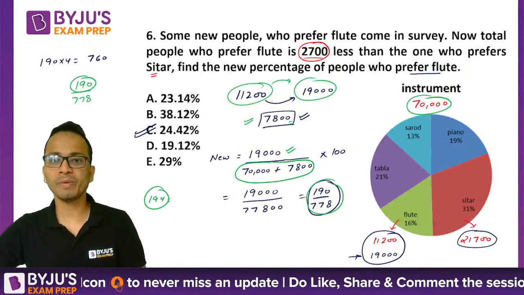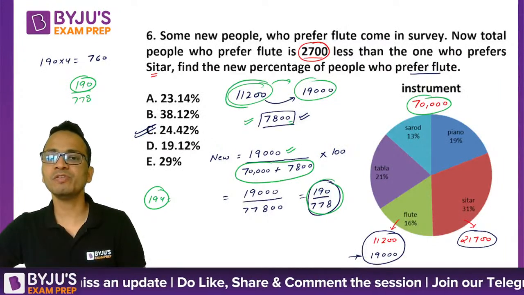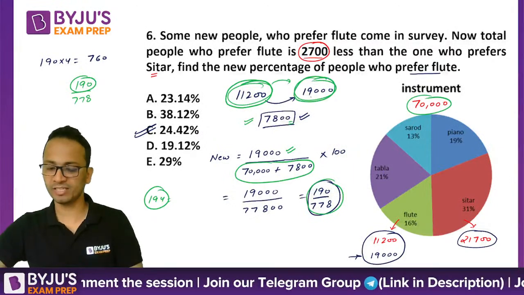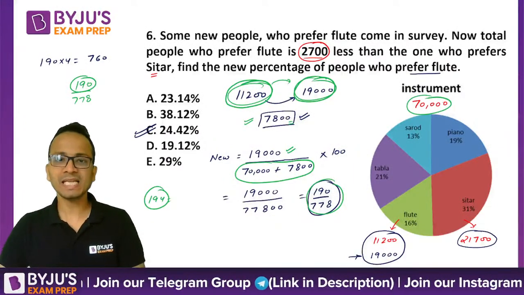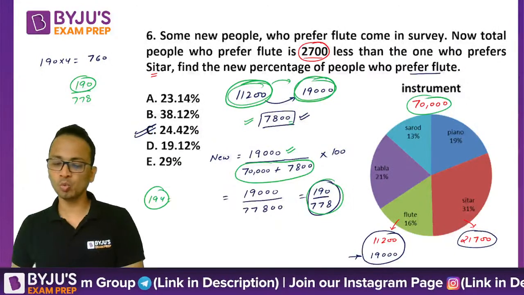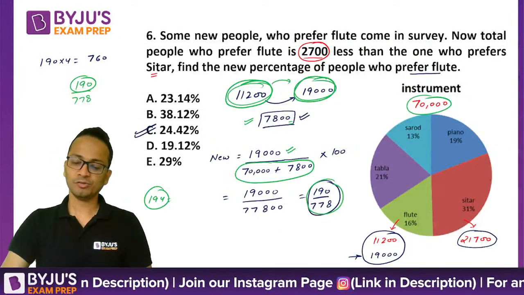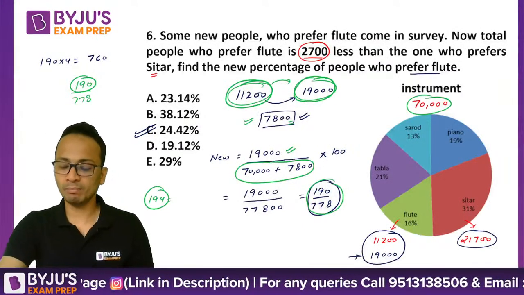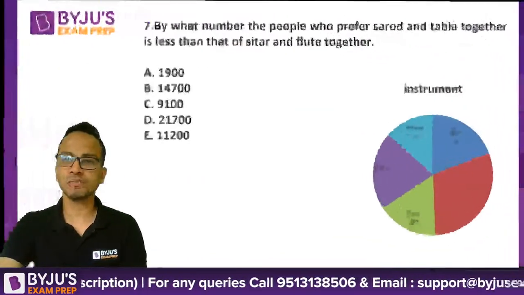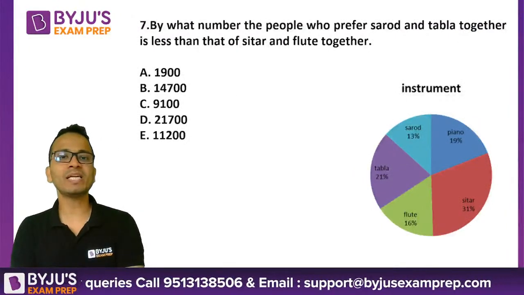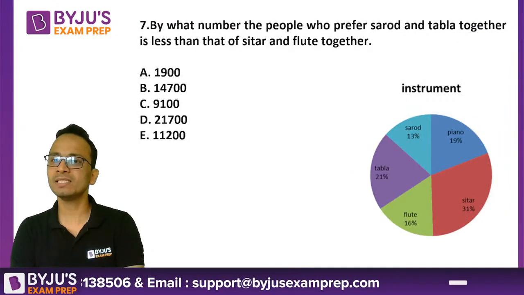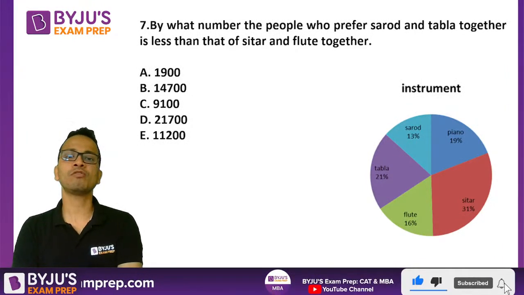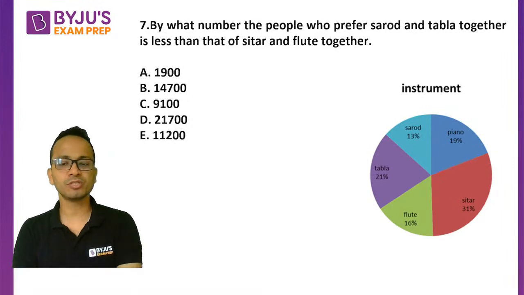Okay, now Soumya, 7,800 is the difference between the original number of people who like the flute and the new number of people who like the flute. That was 19,000 minus 11,200. Thank you, Kaushal, for helping out. Thank you. Okay, so I'm now moving to the next question, question number 7. So question number 7 is, by what number the people who preferred sarod and tabla together is less than that of sitar and flute together?